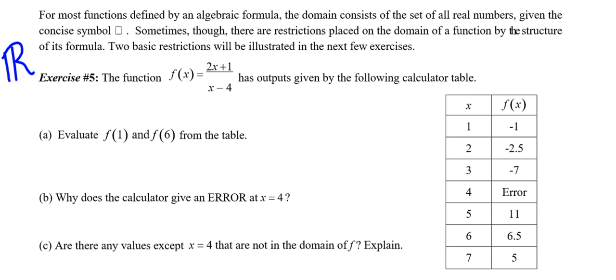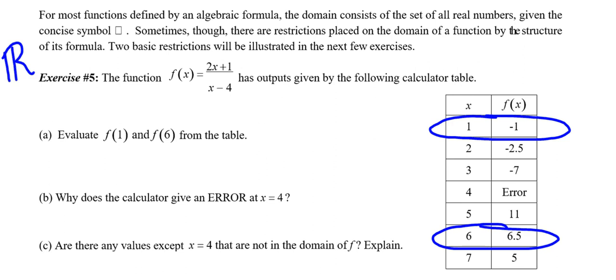So exercise 5, the function f of x equals 2x plus 1 divided by x minus 4 has outputs given by the following calculator table. So the first thing, it says A, evaluate f of 1 and f of 6. So I'm going to go to where f of 1, so x is 1, and then where x is 6. So what is my f of x equal? What is my output? I have -1 and 6.5.